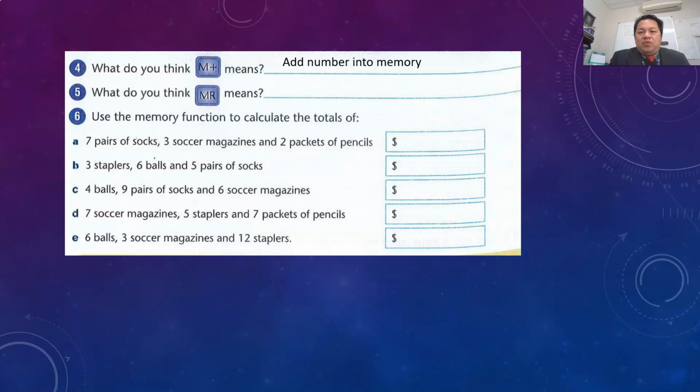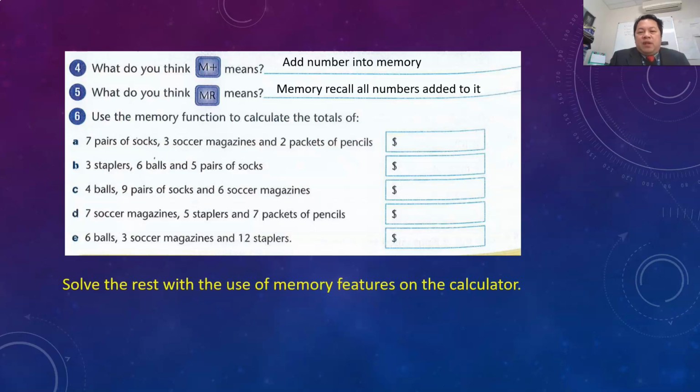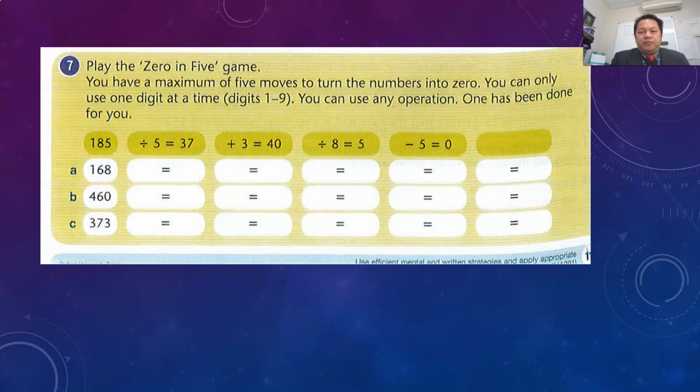So I've explained to you. From here you use the memory features on your calculator to find the 5 sets of items that are purchased. Use a calculator. I'm sure it will be quite easy for you to do that.